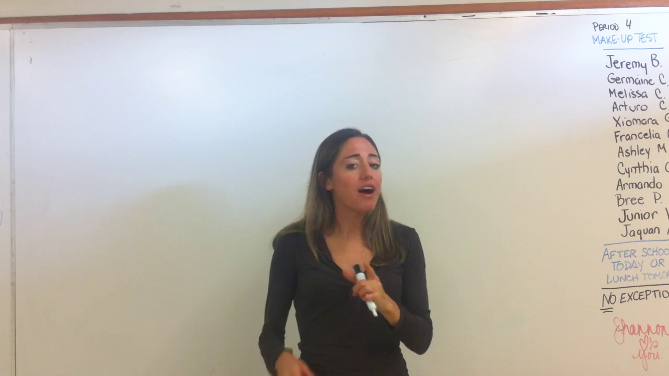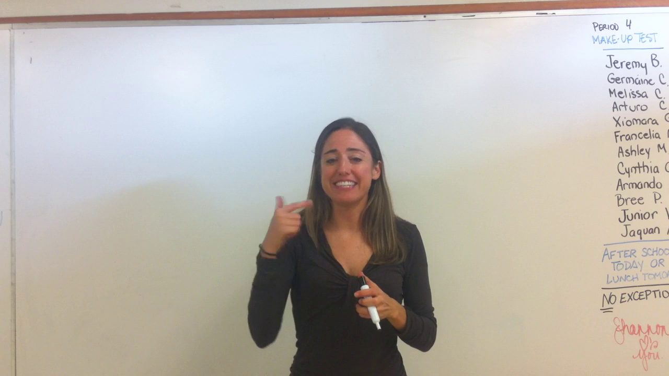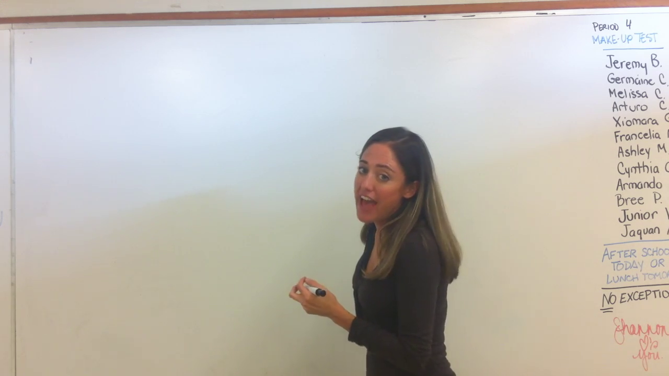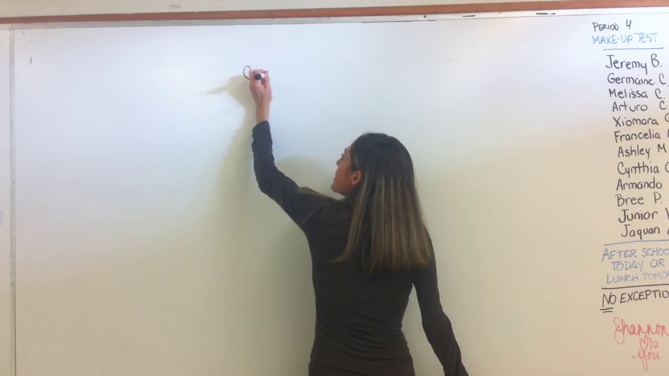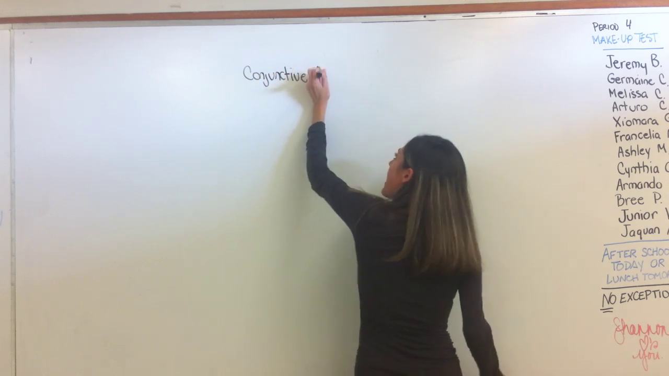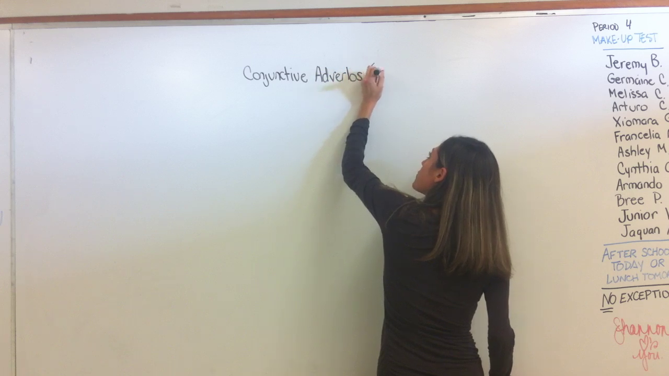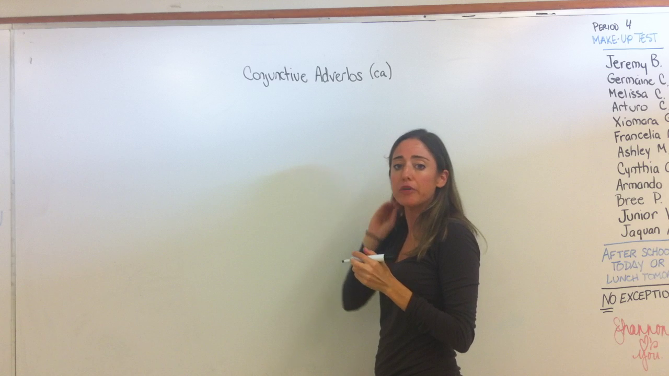And if you are totally lost listening to this explanation, then you need to go back and watch the videos again to get up to speed. Moving on, here's what we're going to start with today. Conjunctive adverbs, the third type of conjunction. And we're just going to call them CA, lowercase, like the California abbreviation.